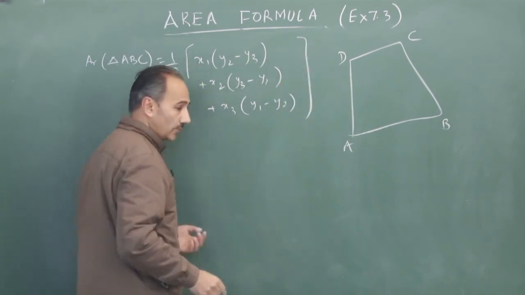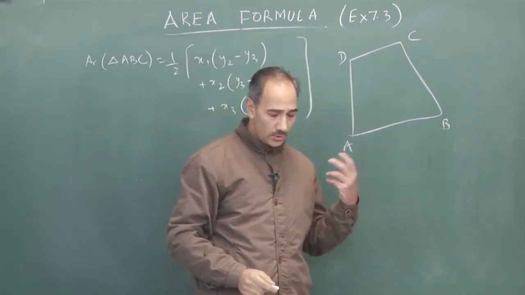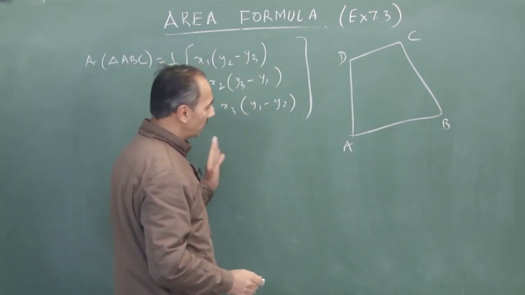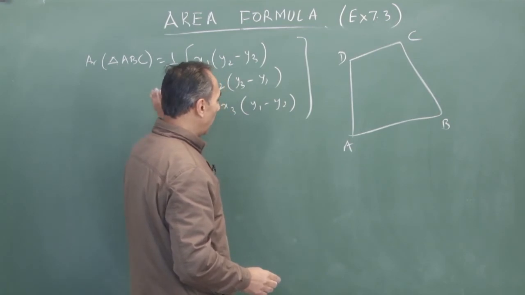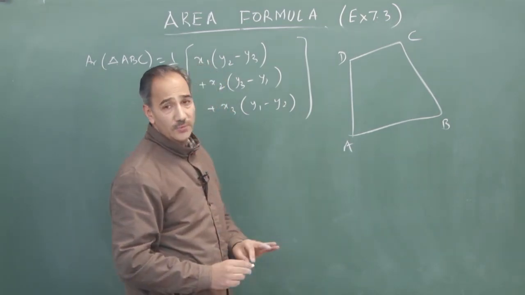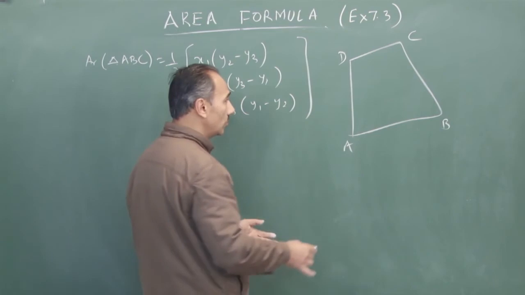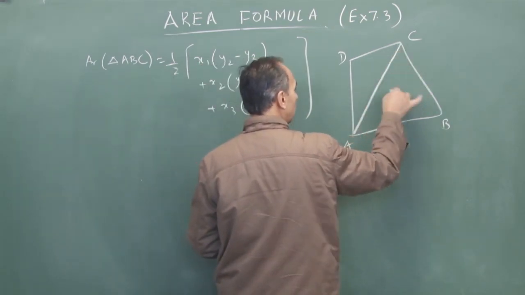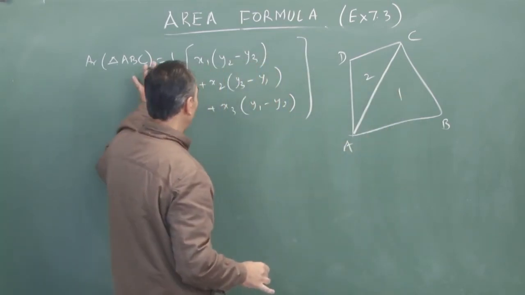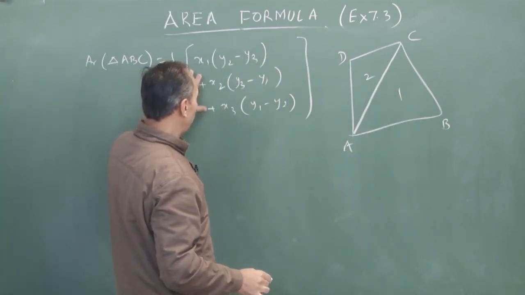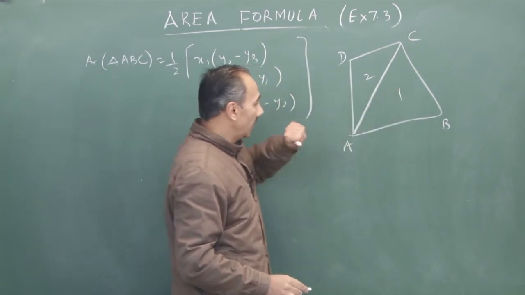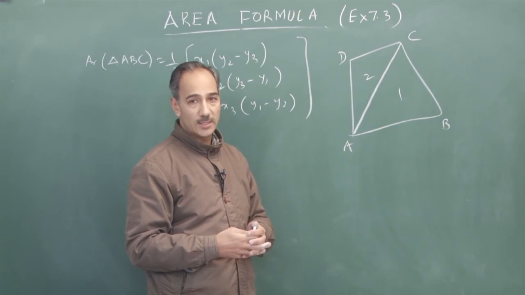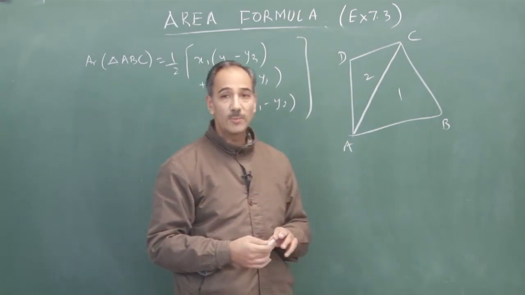Using this formula, you find the area of a triangle whose three vertices are given. And if a quadrilateral is given and you are asked to find its area, you draw a diagonal so that the quadrilateral gets split into two triangles. Now apply this formula to triangle ABC, then to triangle ACD, then sum up. That will give you the area of the quadrilateral. So you are using this formula twice.